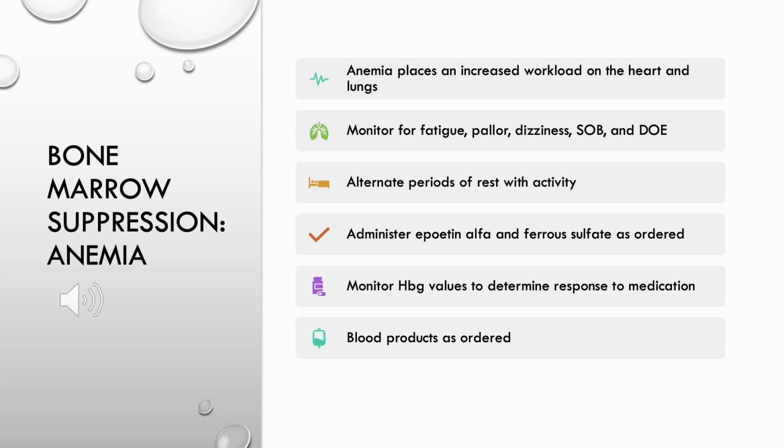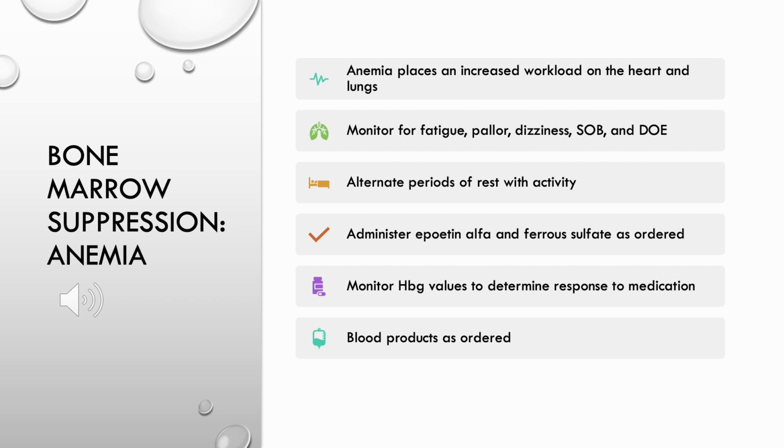Let's talk about anemia, which is a reduction in the red blood cell mass. So anemia always puts an increased workload on the heart and lungs. So people with anemia can develop fatigue. They can get very pale. They can be dizzy. They can have shortness of breath or dyspnea on exertion, which is DOE.